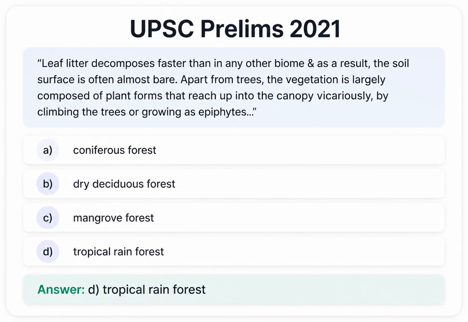Finally, a 2021 question described a biome where leaf litter decomposes incredibly fast, leaving bare soil, and where vegetation relies on climbing trees to reach the canopy or growing as epiphytes on upper branches. The presence of a dense canopy, epiphytes, and rapid litter decomposition due to high heat and moisture are all textbook features of the tropical rainforest.